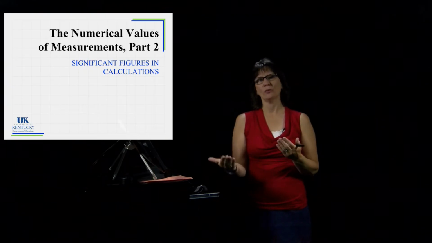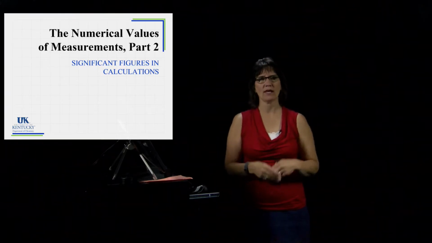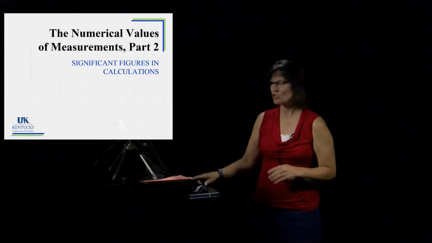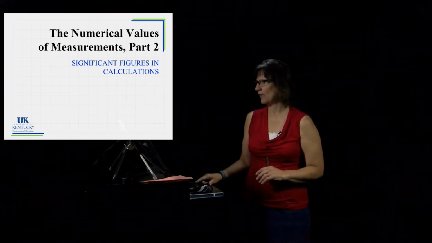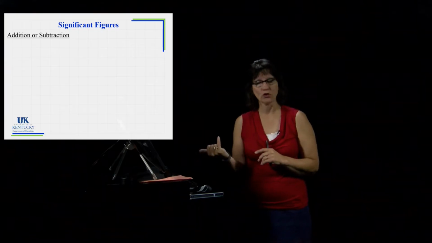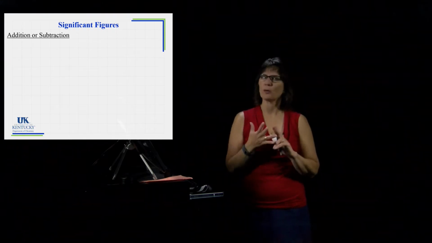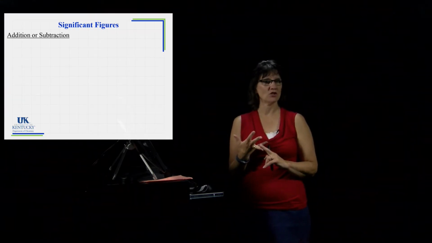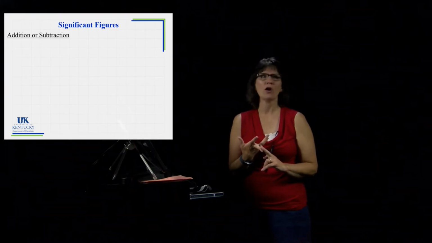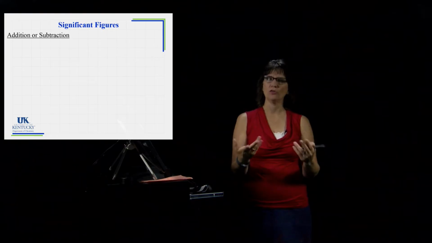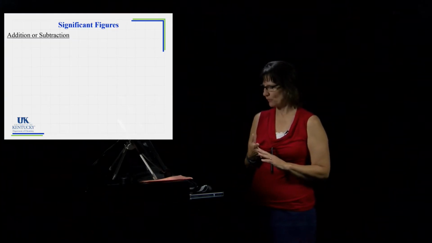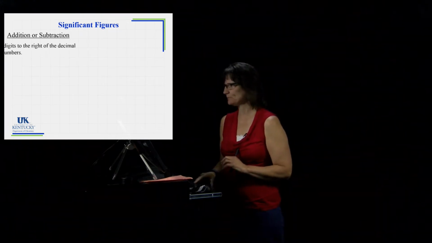We want our answer to be reflective of the measurements that went into that calculation, and there are certain rules we have to follow in order to make our answers correct at the end of the calculation. There are rules for addition and subtraction, which we're going to look at first, and then there are rules that are completely different for multiplication and division. We'll look at that second. There are rules for logarithmic scales, but we're not going to look at that right now. We'll wait until we're ready to use that kind of calculation later on in the semester. So let's look at the rules for addition and subtraction.